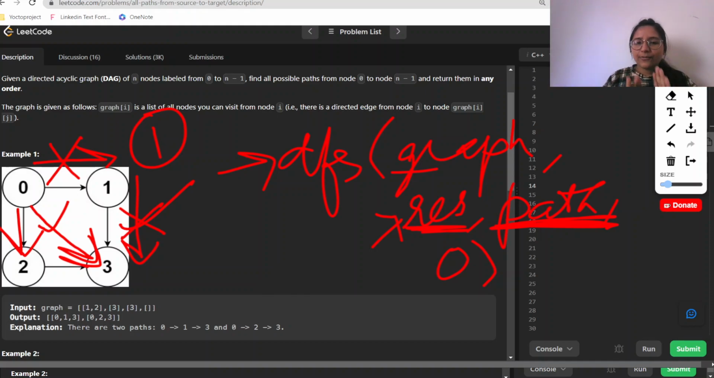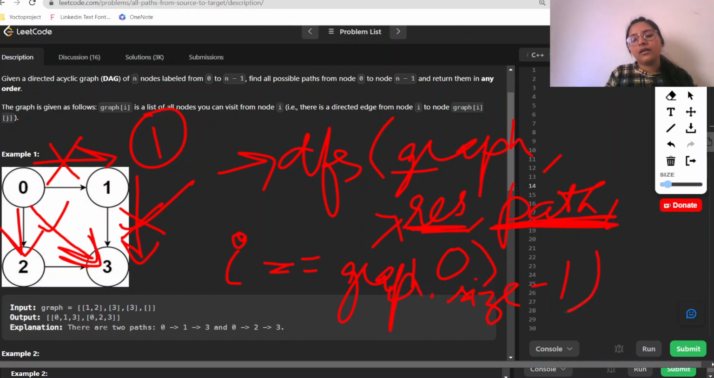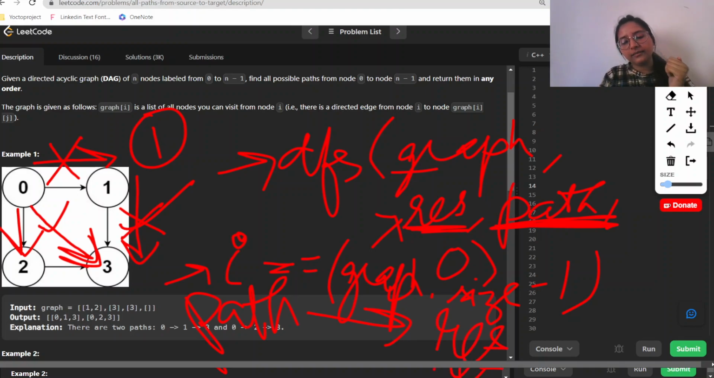the base case for this DFS would be that if our I is equal to graph.size minus 1, that simply means that it is equal to the n minus 1th node, right? So as per this particular situation, we can directly push that path to our result vector of vector. So this is what we are required to do in this particular question. Now let us move ahead to the coding part.